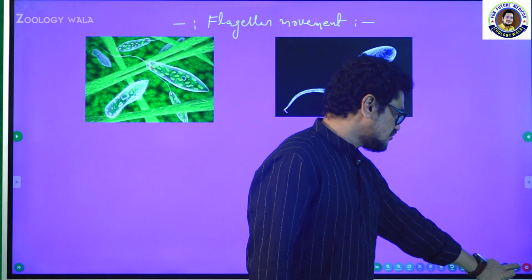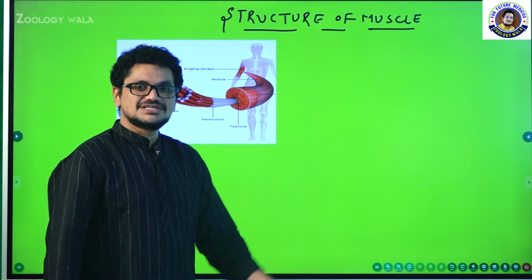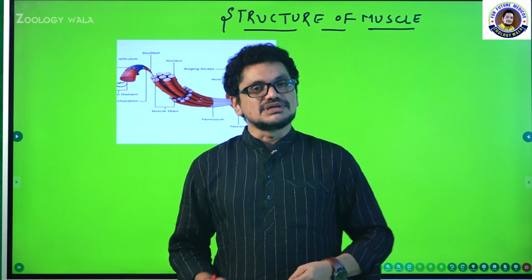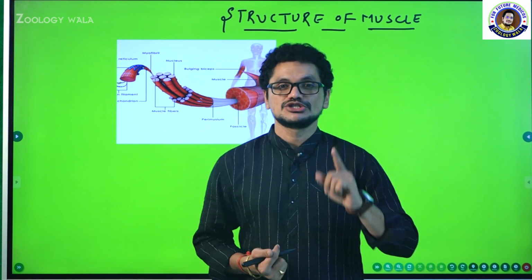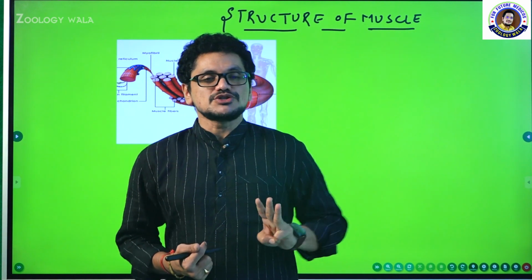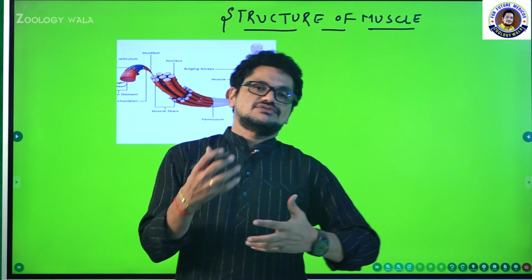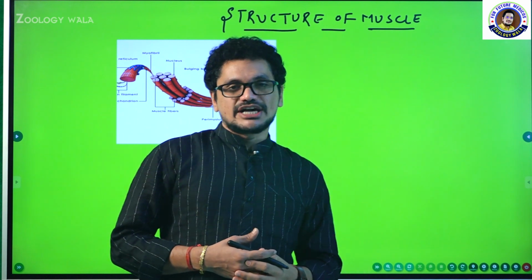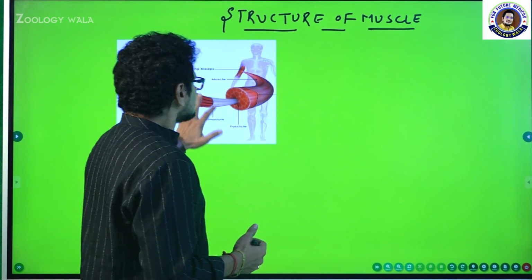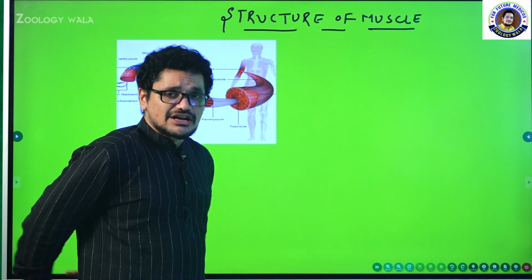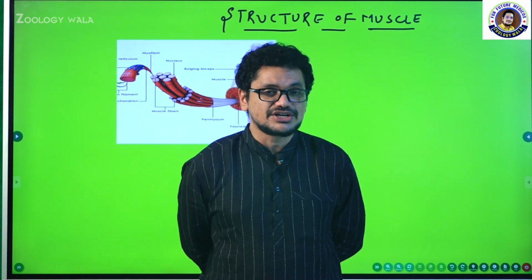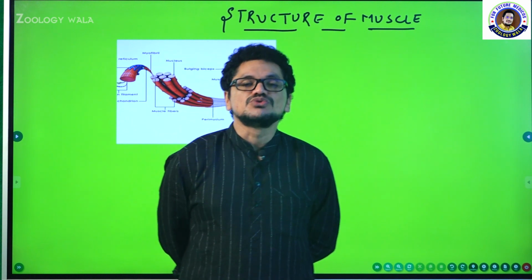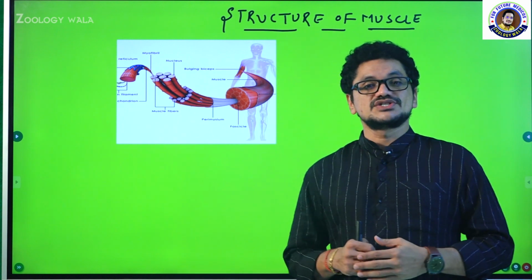Let us move to the structure of muscle. So this is the structure of muscle. See, there are basically three types of muscles present: skeletal muscles, smooth muscles, and cardiac muscles. Based on the location, and of course who is going to control these muscles, there are three different types of muscles. But here I have represented the skeletal muscle. I will explain the types of muscles in the structural organization chapter. And now my intention is to make you comfortable in the skeletal muscle structure.